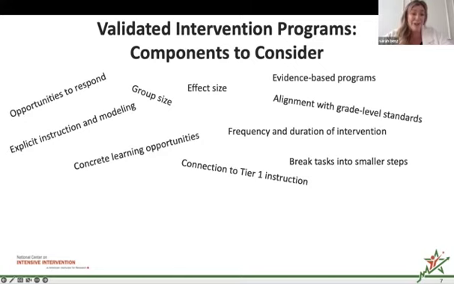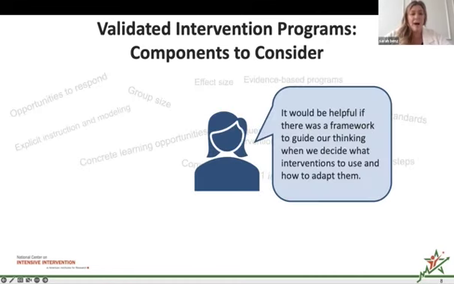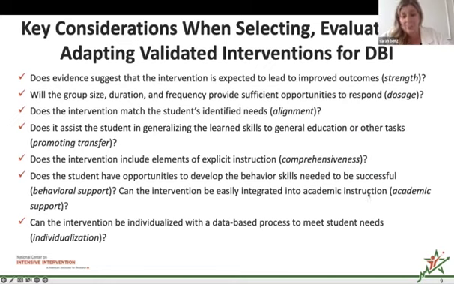And to teachers' and educators' credit, I get it. There's a lot of components to consider when you are thinking about what intervention to implement with students, right? I mean, you've got to have opportunities to respond. You've got to give them concrete learning opportunities. Got to make sure my explicit instruction is in there. And so we at this center thought, wouldn't it be helpful if there was some sort of framework to really guide our thinking when we decide what interventions to use, and then eventually how do you adapt them to individualize them for students? And so thus began the birth story of the taxonomy of intervention intensity, because we started asking ourselves these sort of questions.